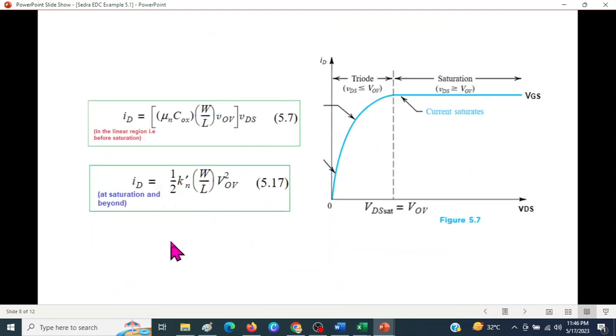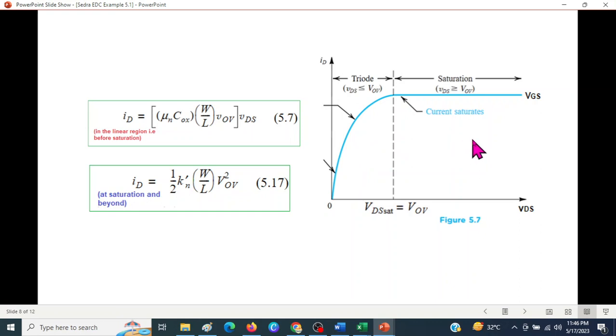Okay, another important point. If you look at this graph, as we discussed, there are two portions. This is the saturation portion and this is the non-saturation portion. It is called the triode portion. So this is kind of a resistive area. Here we'll get the resistance relation, 1 over Gm will be R.